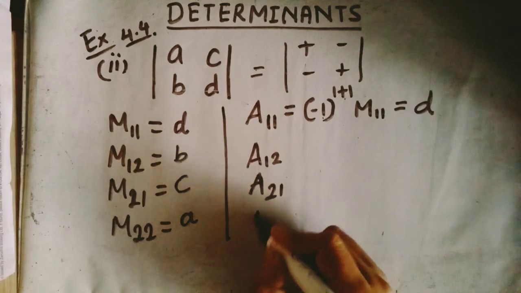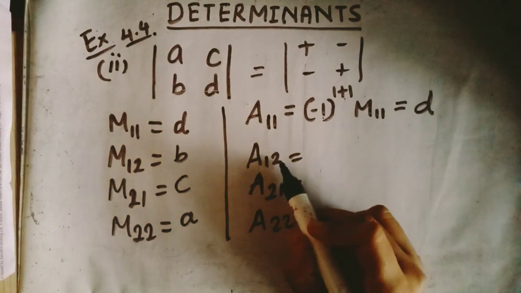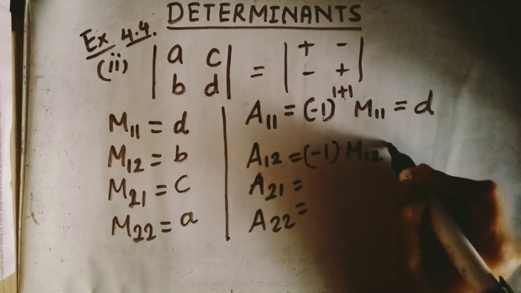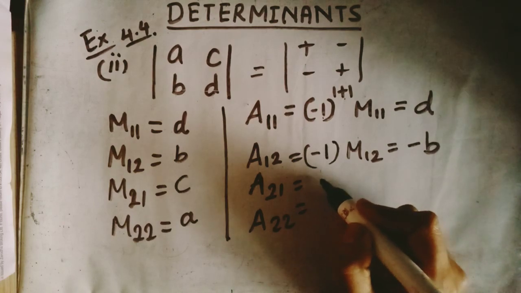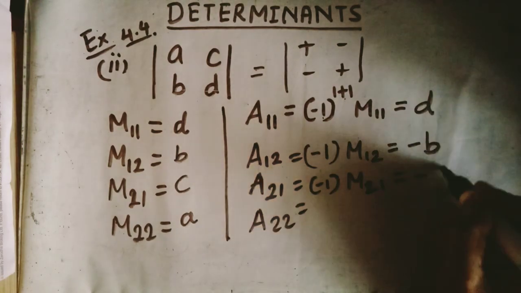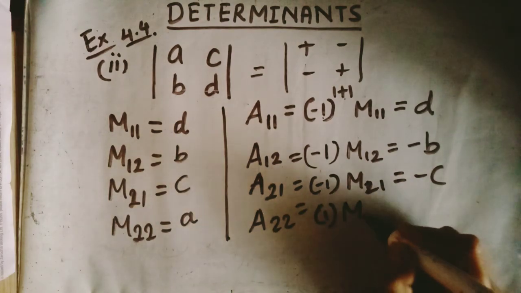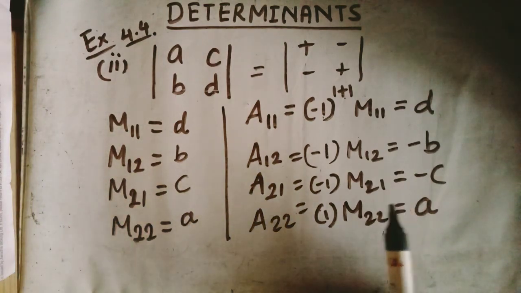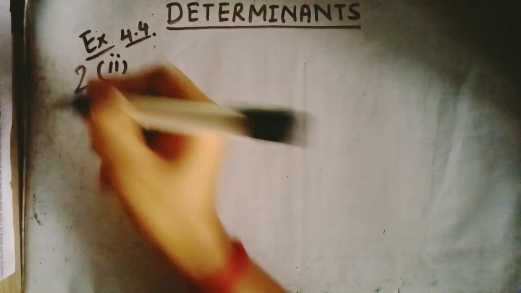Okay, this is for faster calculation. Okay, so 1, 2 you will get minus 1 into M12. M12 is B, so minus B. Then M21 is again minus, so this is minus C, and this is 1, M22, so it is A. So these are the minors and these are the cofactors. Okay, let's solve second question, second one.